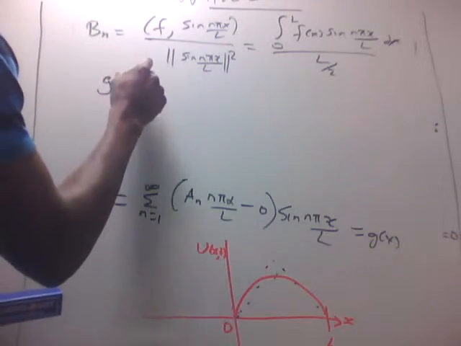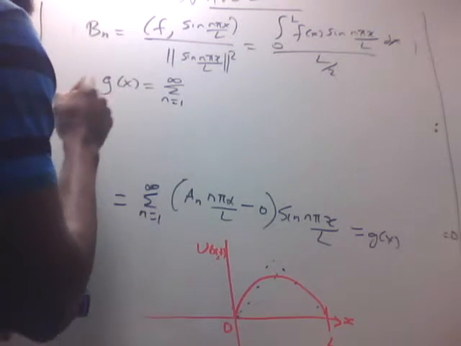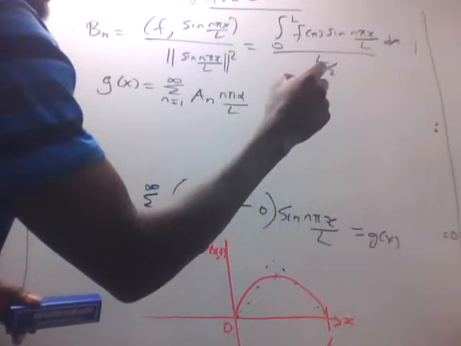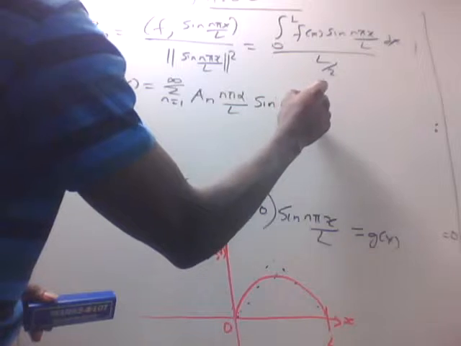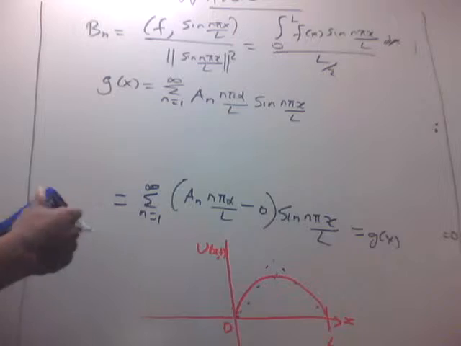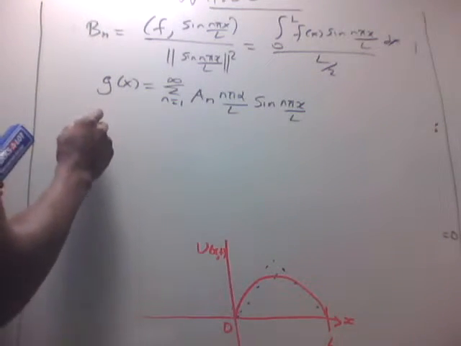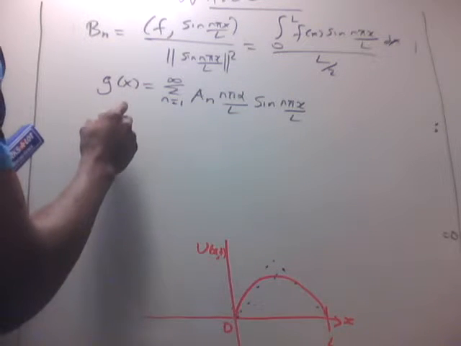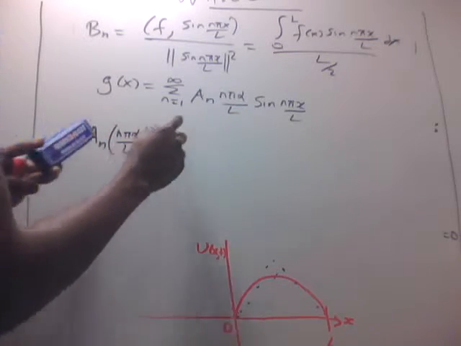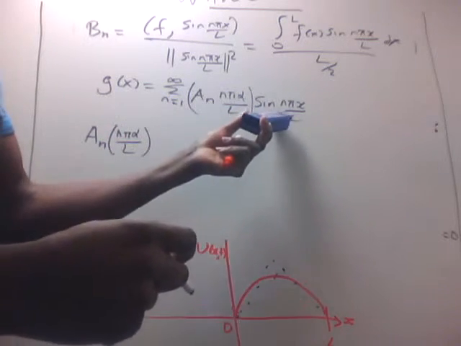I'll rewrite that here. g of x equals the summation from n equals 1 to infinity of a_n n pi alpha over L sine n pi x over L. Okay, so the trick leads to g_n, or a_n, to be equal to, actually I'll just write a_n n pi alpha over L, right? This term here is the coefficient of the Fourier, the coefficients of the orthogonal set.